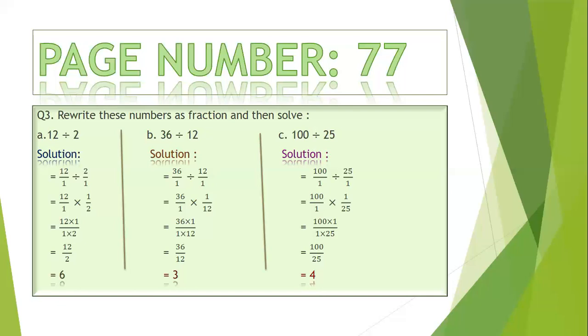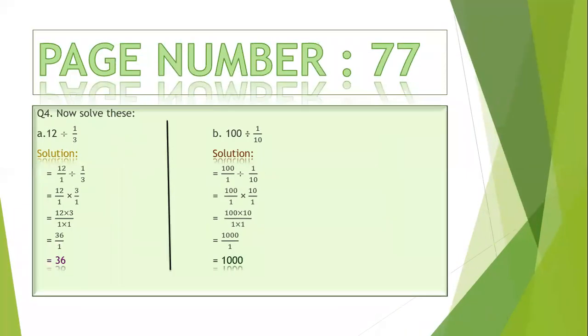Question number 4 is now solve this. In all these parts, 4 parts are there and in each part one number is the whole and the other number is in the form of the fraction. In question 3, both numbers were whole numbers and now one is in the fraction form and the other in the whole number. 12 divided by 1 by 3. We write 12 over 1 divided by 1 over 3. Apply here the division rule.